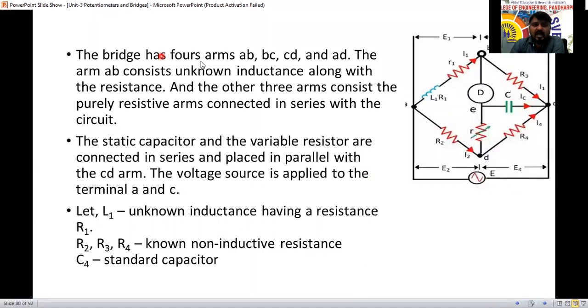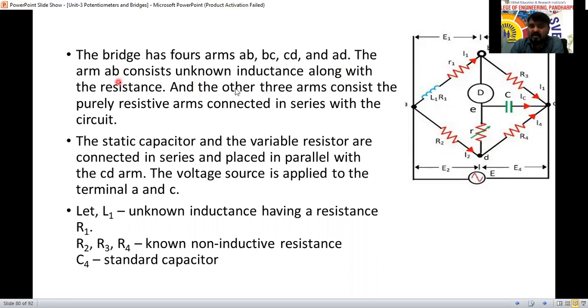Okay, so the bridge has 4 arms, that is A to B, B to C, C to D, and D to A. That is called AD also, we can call that one. It has 4 arms, but one more arm is there, that is DE or CE, we can call that one. That I will tell here later. Okay, it has 4 arms.